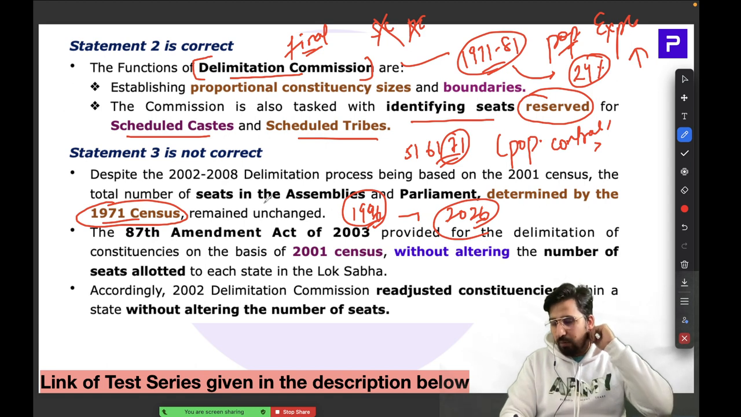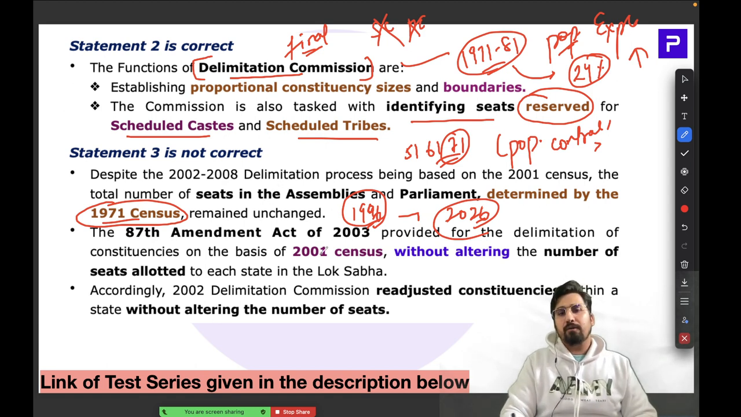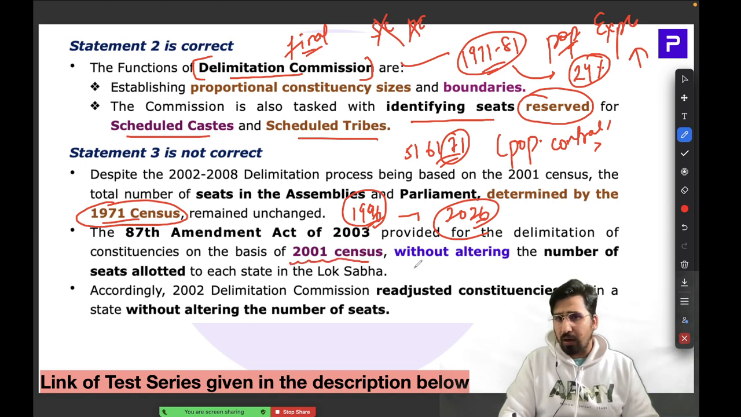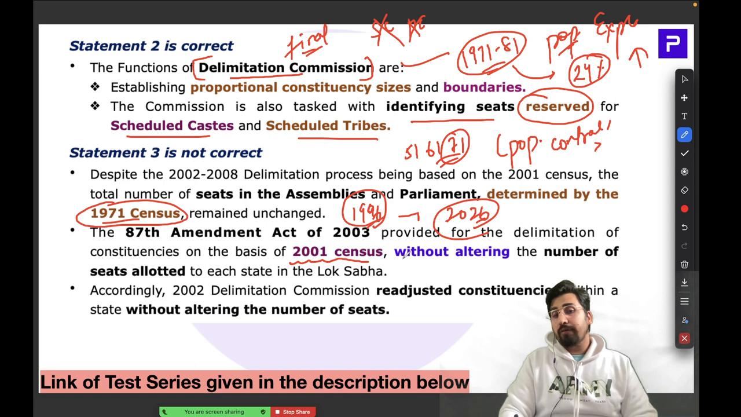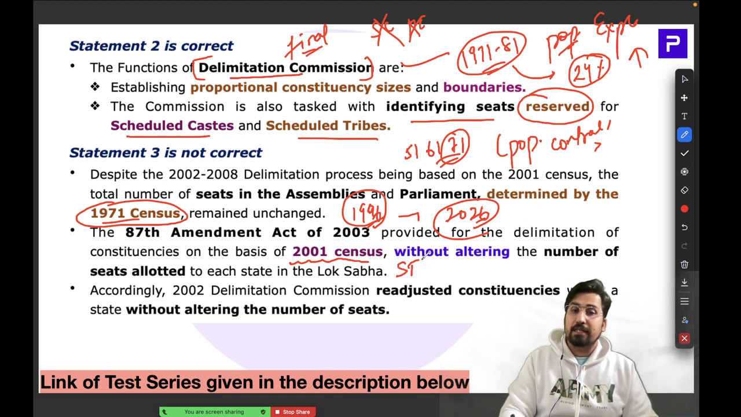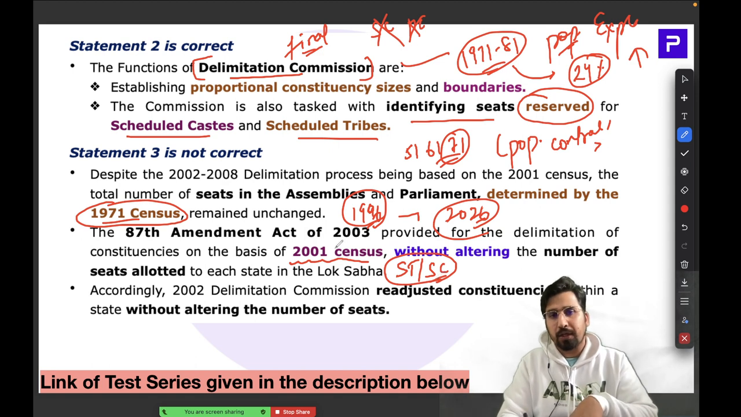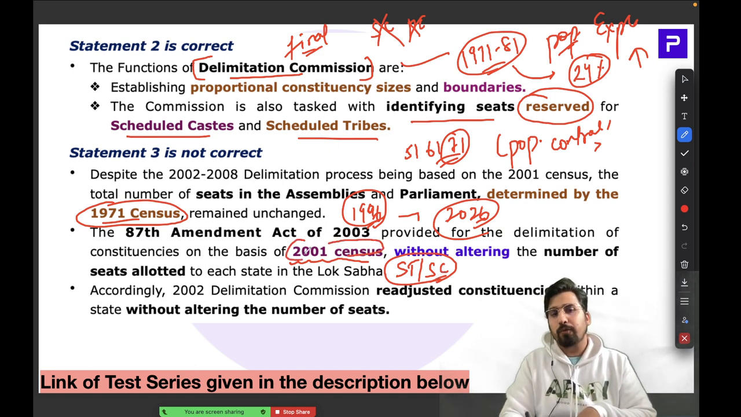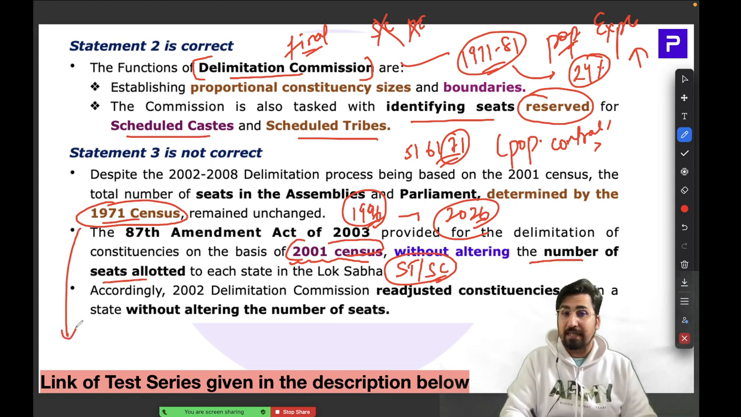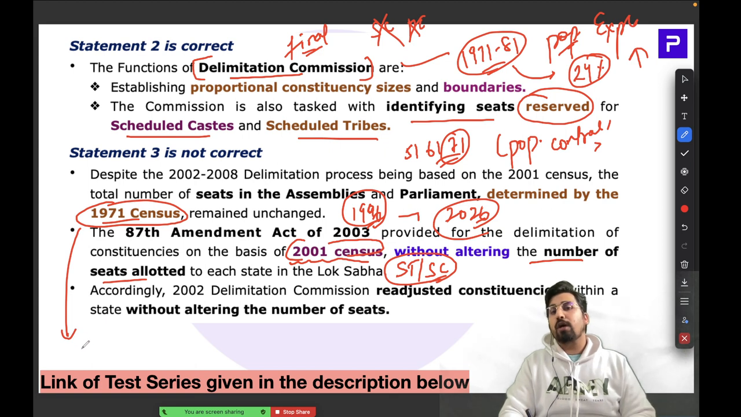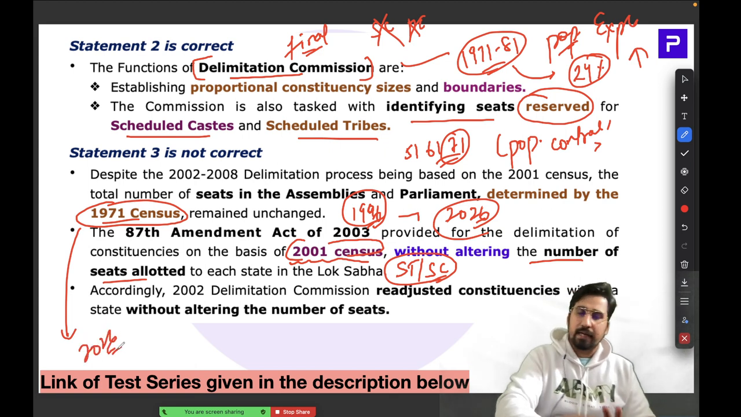But for one very important exception, for the purpose of more representation, the 2001 census is taken into account, especially when you have to talk about the SC and ST population. For the representation of SC and ST population, the 2001 census is going to be taken into account, not 71, but that also without altering the number of seats, because the number of seats is frozen till 2026. That is important.